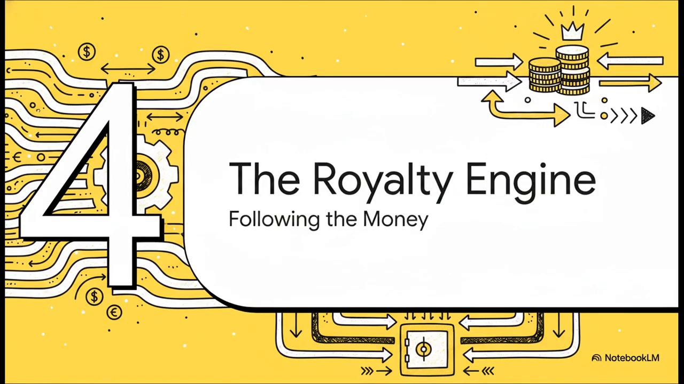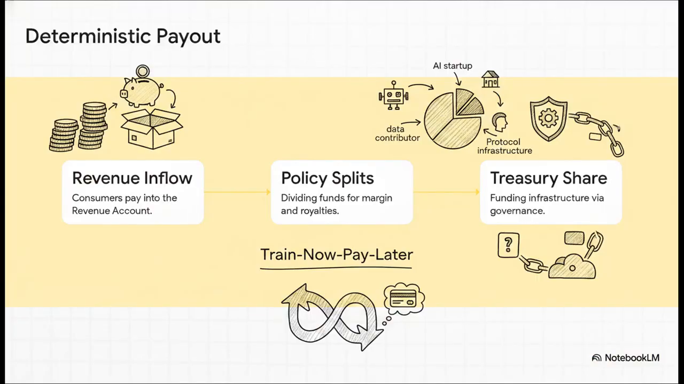Next up, Section 4, the royalty engine, following the money. Let's move to the payout phase and see how this all builds into a completely deterministic flow. Step 1. The data consumer, let's say it's an AI startup, pays into a revenue account. Step 2, the royalty engine looks at that exact event-effective timestamp we just talked about.